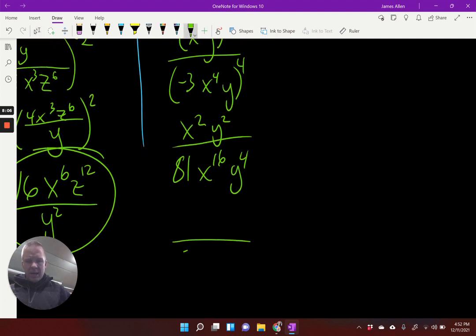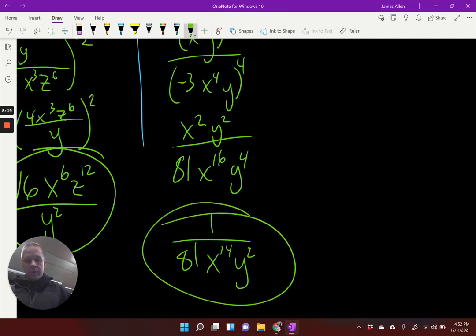Let's see here. Hold up. I got 81. 2 minus 16 is negative 14, so that's x to the 14th down here. 2 minus 4 is negative 2, so y to the 2nd here. And don't forget, got to pop a 1 up there. Okay. I like it. Some people forget that, and they just think, oh, it's just that without anything in the numerator. That's all in the denominator. It's got to be shown.